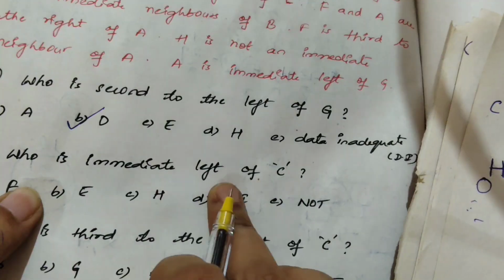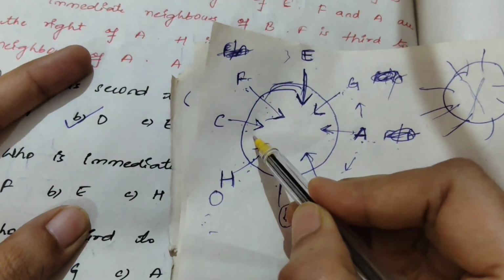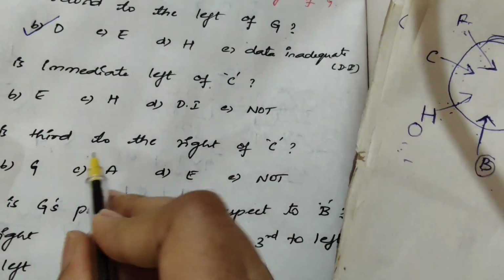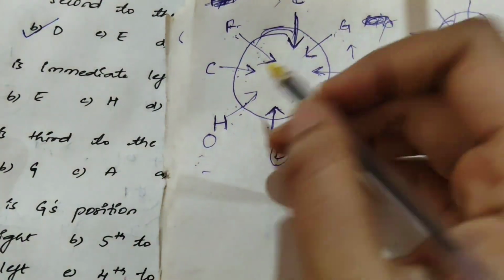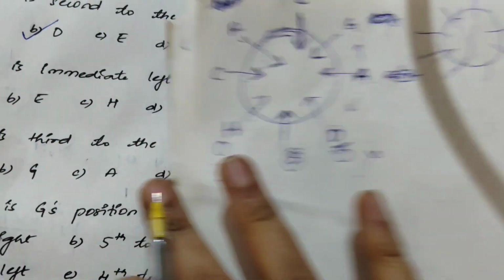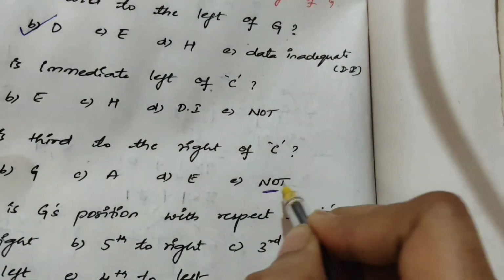Next, who is immediate left of C? Immediate left of C. Left, right. Immediate left means F. Okay. Next, who is third to the right of C? C, third to the right. This is right: 1, 2, 3. D. So here in this option D is not there. So it is none of these. Okay, not there means none of these.